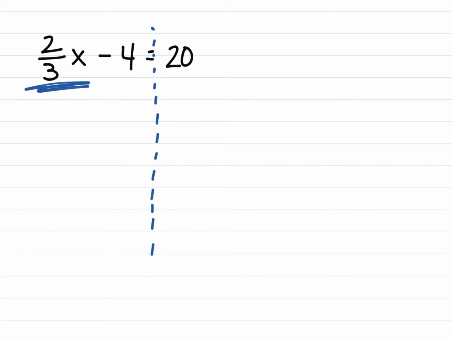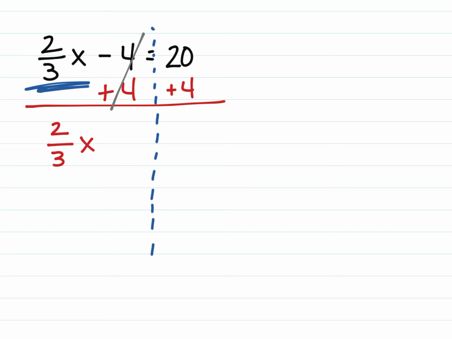To do that, I have to flip the 4 over and move it to the other side. So over here, a -4 and a +4 make 0. So on the left side, the only thing that remains is 2/3 x. On the right side, I need to add 20 and 4 together, which gives me 24.